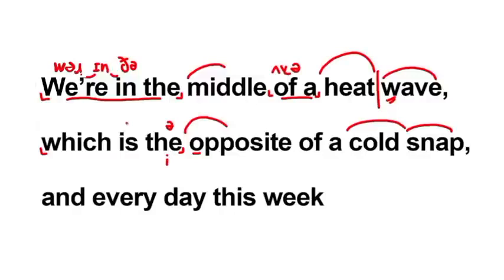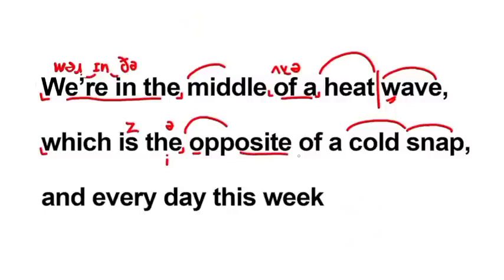Notice the S in "is" makes the Z sound. The letter S often makes the Z sound. Don't be deceived and think, because you see the letter S, that it's the S sound. Which is the opposite of a cold snap. Opposite of a cold. So these words are all linked together.